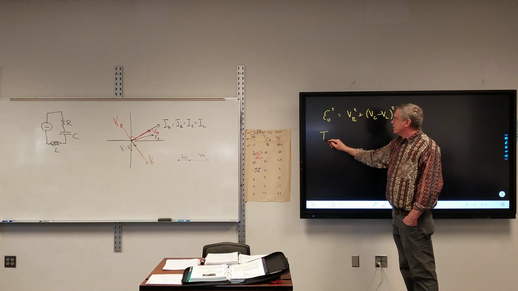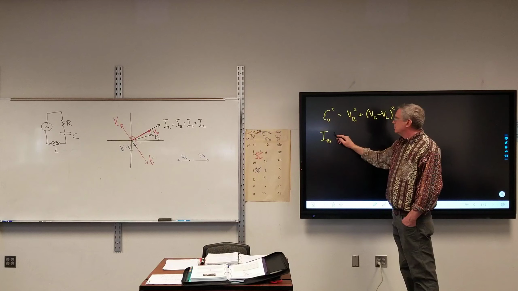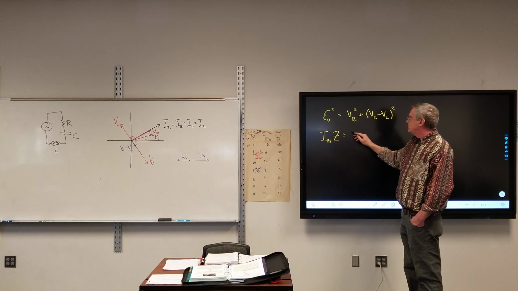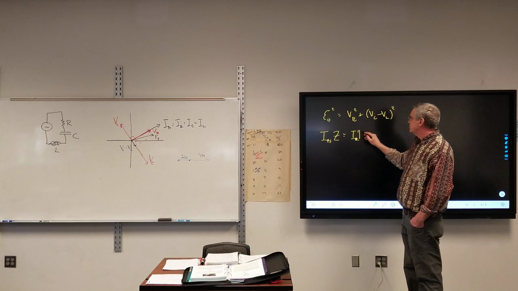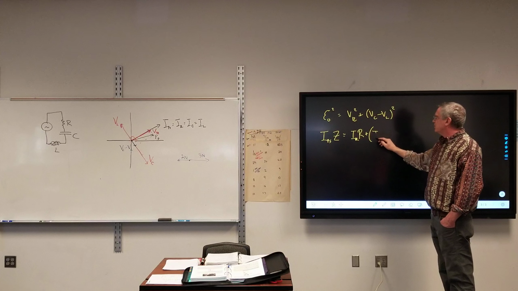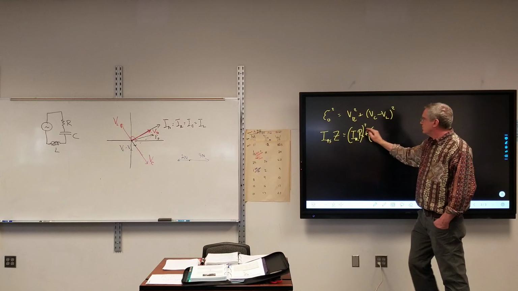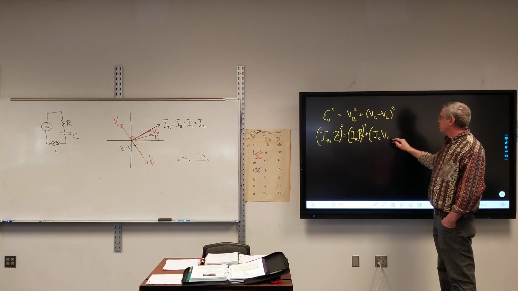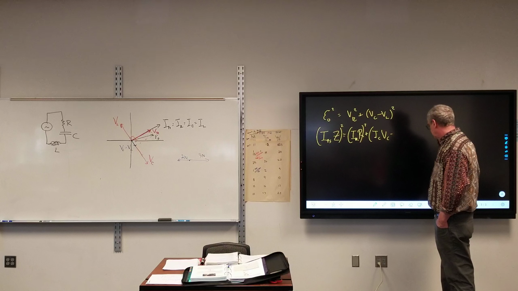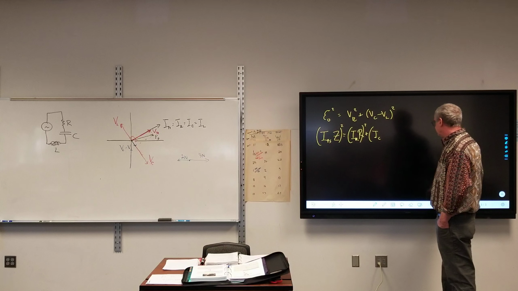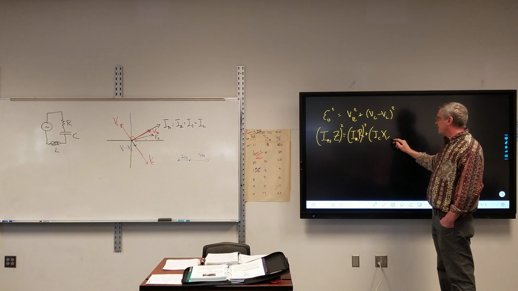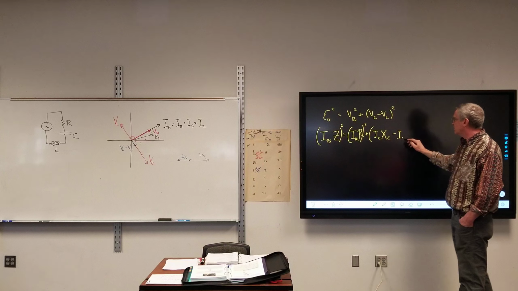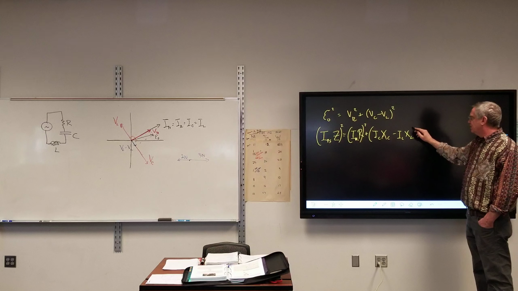This is equal to the current coming out of the power supply times Z. And this is the current across the resistor times the resistance plus the current across the capacitor times the capacitive reactance, minus the current across the inductor times the inductive reactance, squared.